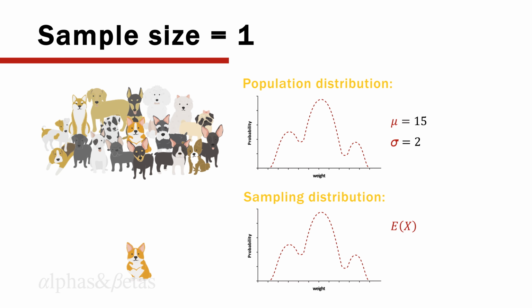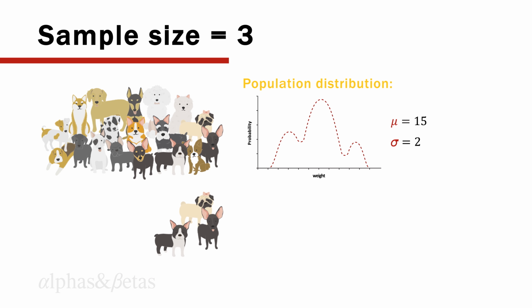So it's the same as the probability distribution for the population. The expectation of x is the same as the population mean, mu, of 15. The variance of x is the same as the population variance, sigma squared, so 2 squared, which is 4. The standard deviation of x is the same as the population standard deviation, sigma, of 2. If you're drawing a sample of 1, the sampling distribution just duplicates the population probability distribution.